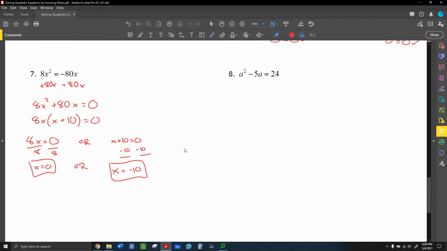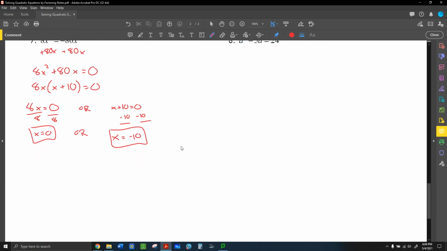Let's go ahead and check using our original equation. So x equals 0. So if we plug in 0, we have 8 times 0 squared is equal to negative 80 times 0. Well, 0 squared is 0. So we have 8 times 0 is equal to, and negative 80 times 0 is 0. 8 times 0 is 0. So we have 0 equals 0. That checks out.